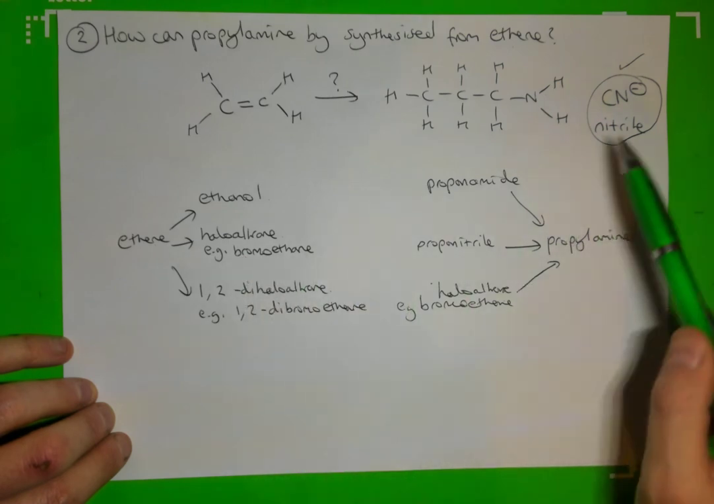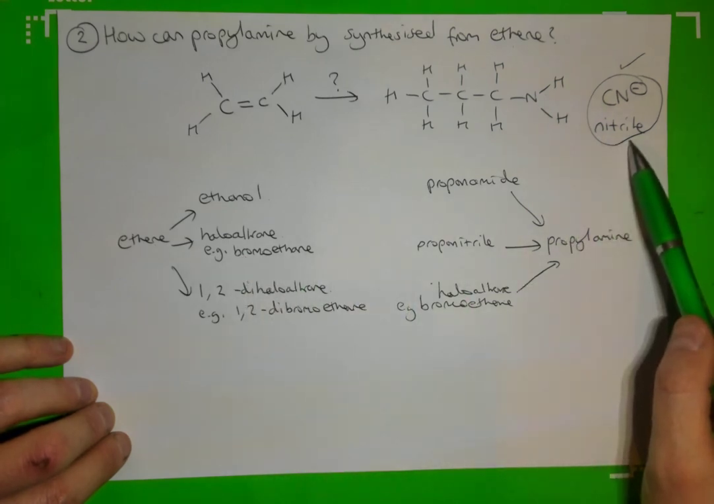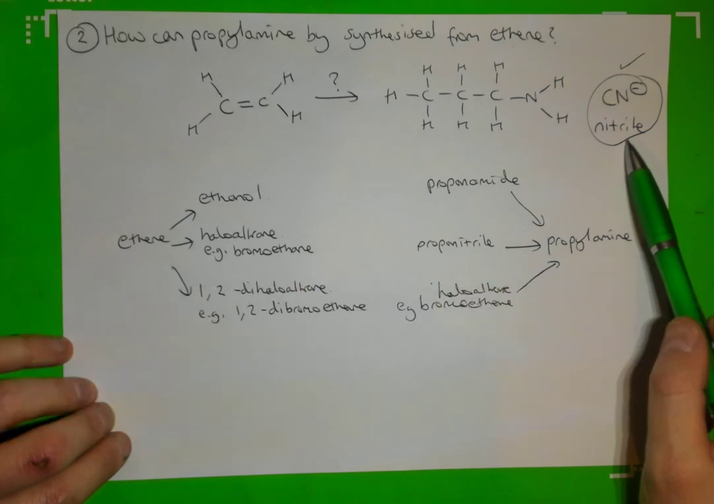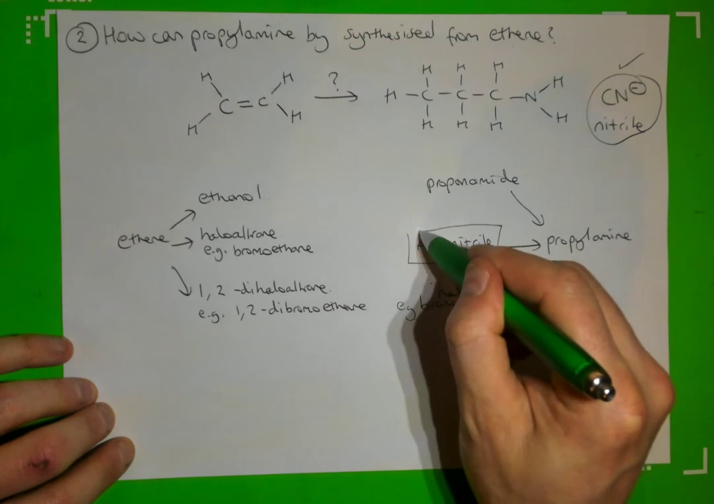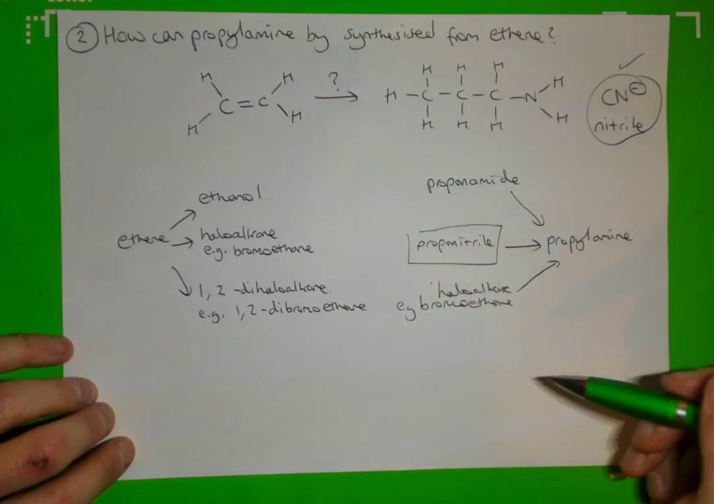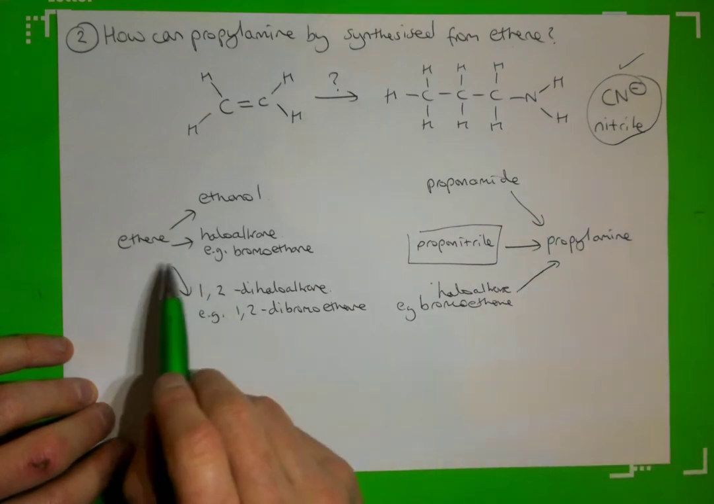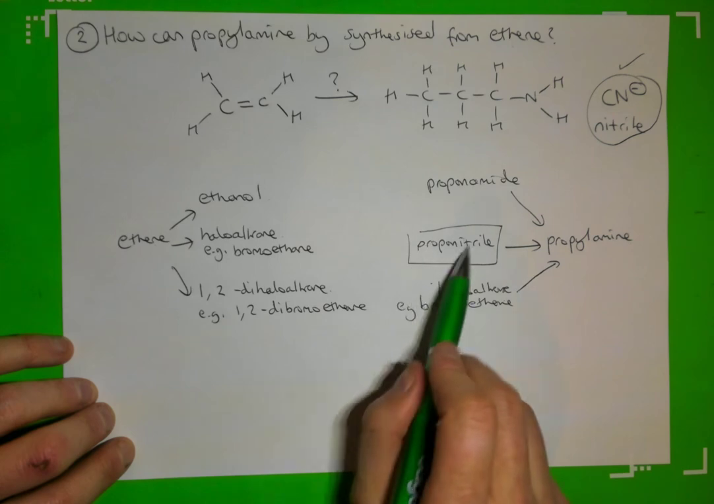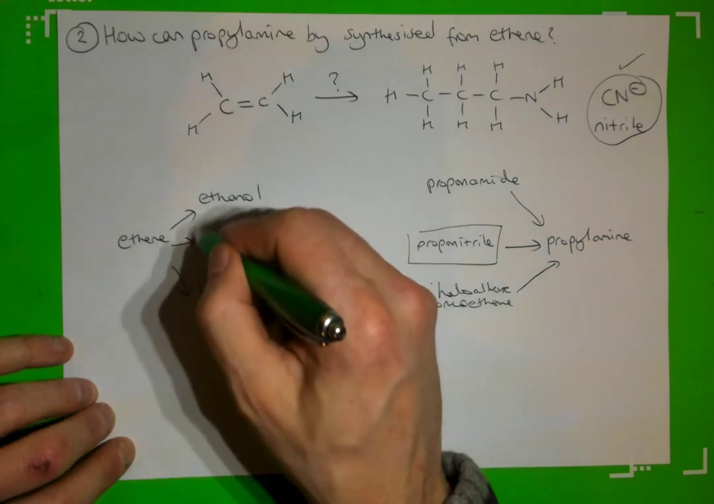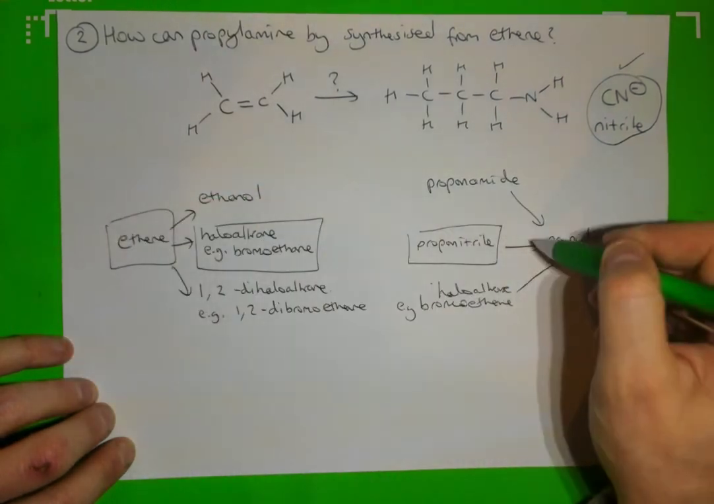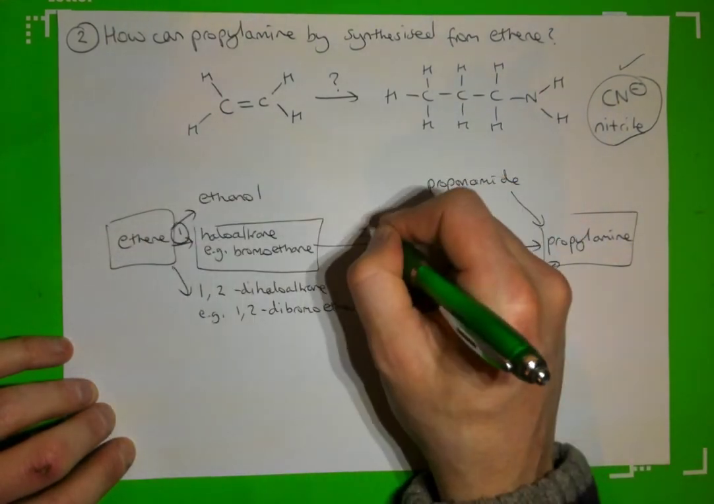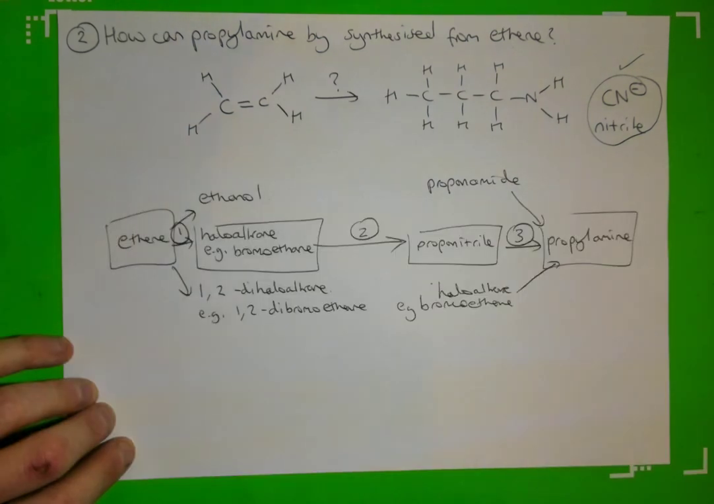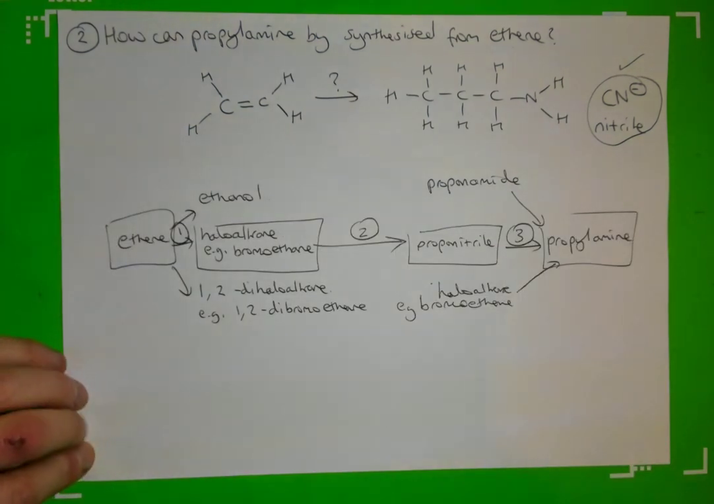So we already know that the formation of a nitrile is required. So a haloalkane can be converted to propane nitrile. So the synthesis can be completed in 3 steps. We know that a nitrile, in this case propane nitrile, is made from a haloalkane. So there's my 3 steps there: 1, 2, 3. Let's have a look at the 3 steps in a bit more detail.